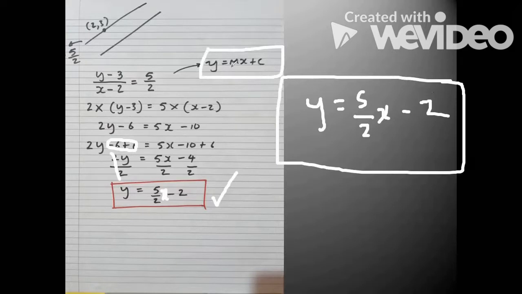I use this formula, and then what I did, I replace m, because m represents gradient, and we have the x and the y value. All right, and all we need to do is just to find c. So that's just another way of doing it. All right, so let's move on.